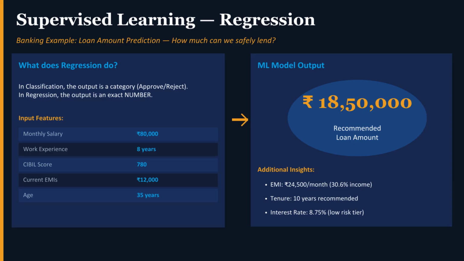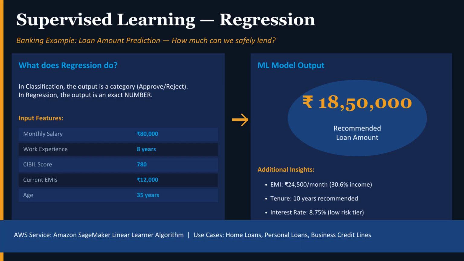It doesn't just classify, it quantifies. On AWS, the Amazon SageMaker linear learner algorithm is the go-to tool for this. It's used anywhere you need to predict a precise numerical outcome.